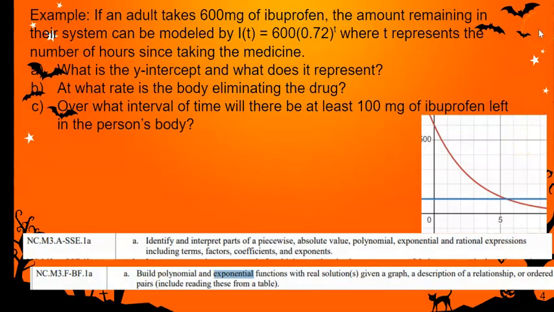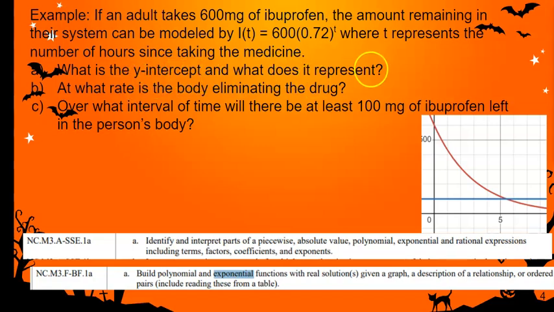Those of you in the health science classes may find this a little interesting. Anybody that takes medicine should find it interesting. I'm a little uncomfortable using a medicine and a dosage problem, but this came straight off the EOC website, so I'll blame them. But anyways, if an adult takes 600 milligrams of ibuprofen, the amount remaining in their system could be modeled by 600 times 0.72 to the t, and they have t for time up there.